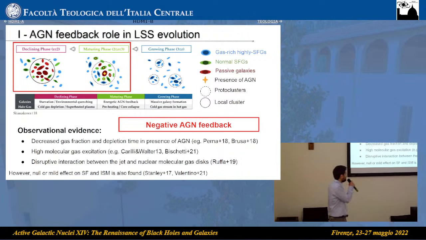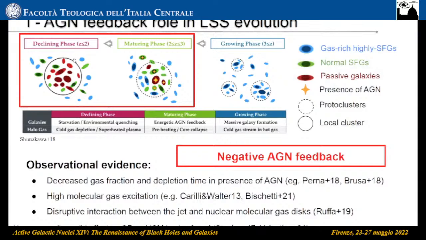So in this schematic cartoon, you can see the main stages of galaxy evolution within large-scale structures, in which galaxies grow fed by streams of cold gas, and then the ignition of the AGN starts to affect the interstellar medium, leading to the quenching of the star formation in the local universe.